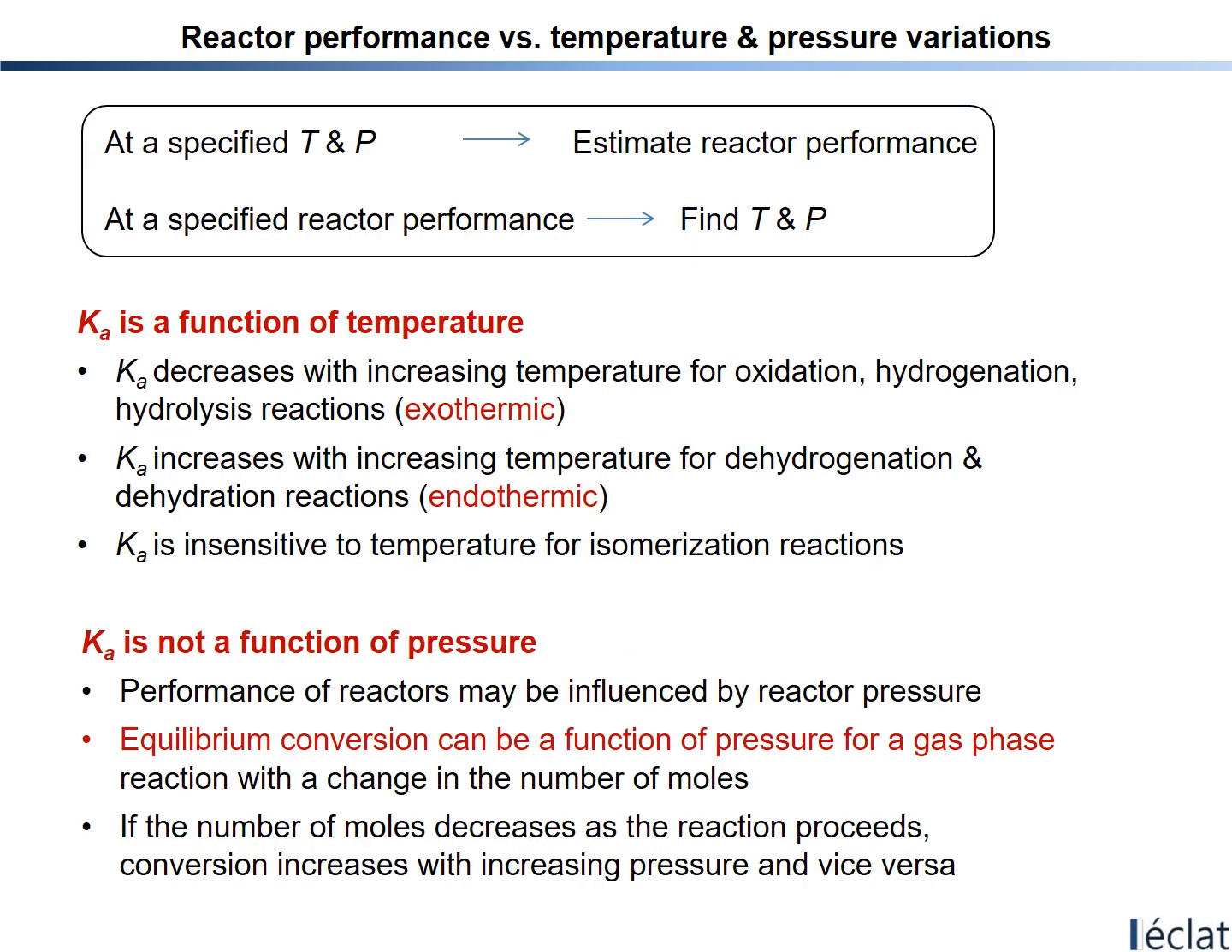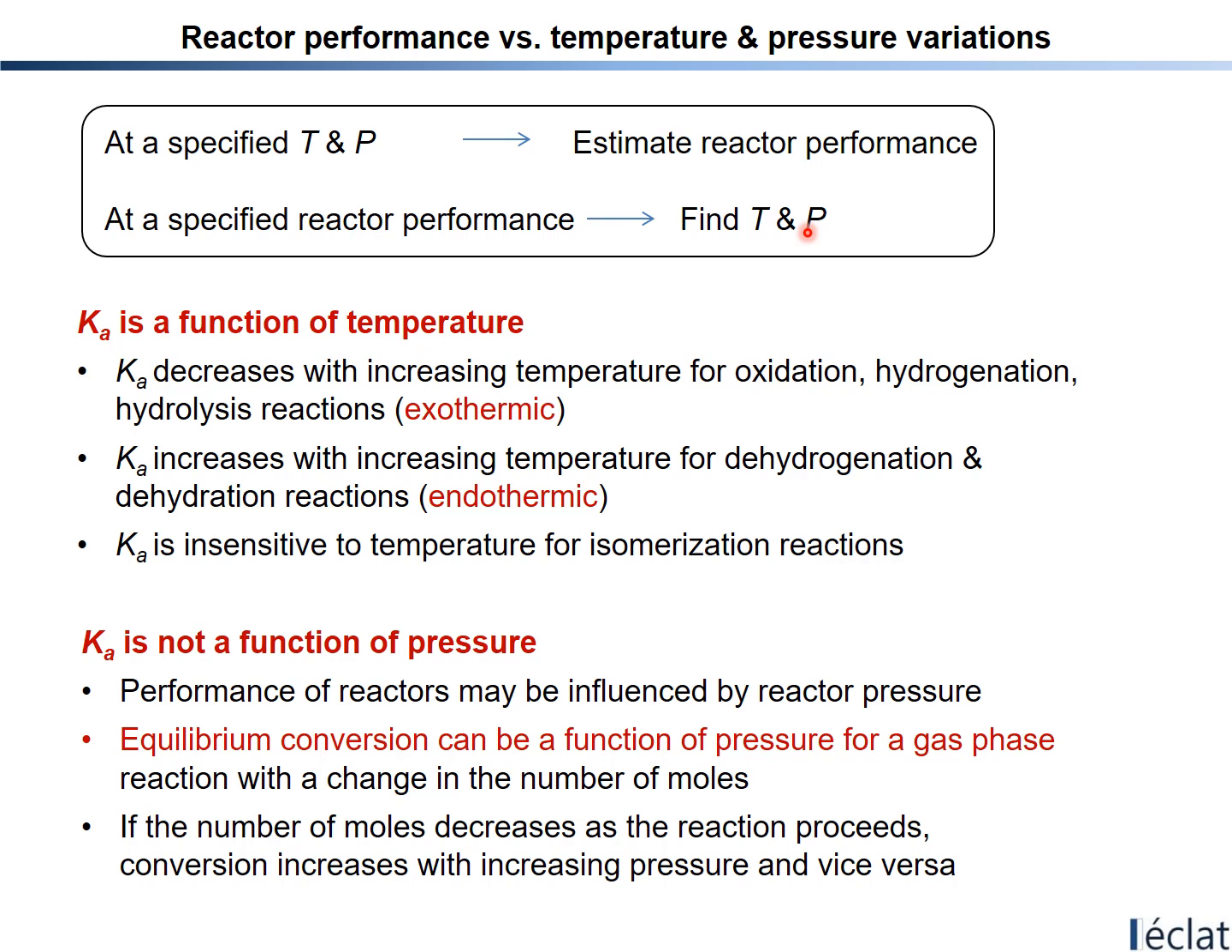Let me think about the relationship between reactor performance and temperature and pressure. By changing the temperature and pressure, you could control the reactor performance, or vice versa. If you have specified the temperature and pressure, then you could estimate the reactor performance, like conversion or selectivity. Or if you specify the reactor performance at the very first, then you should find the temperature and pressure for getting that performance.